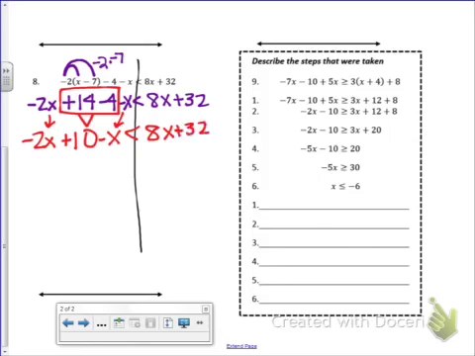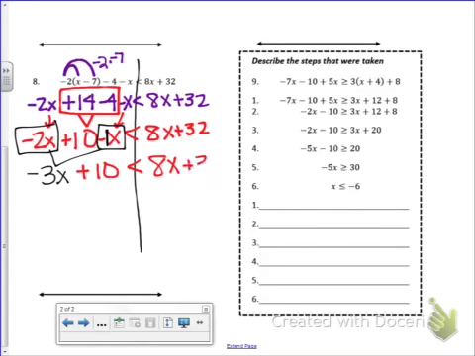And if you want, you can go ahead and combine like terms again, because if you notice on that left-hand side, you have a negative 2x, and then you have a negative x. That negative 2x and that minus 1x is going to give you negative 3x. And then just bring everything else down. Plus 10, less than 8x plus 32. And then you can just start moving stuff around.